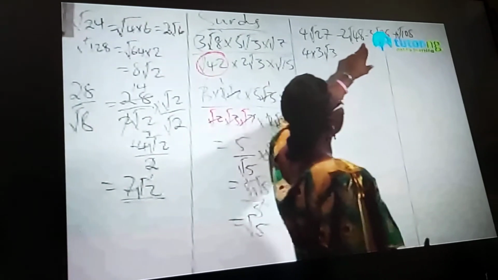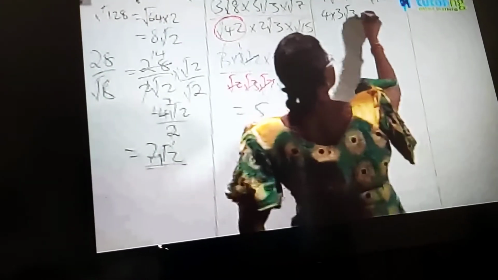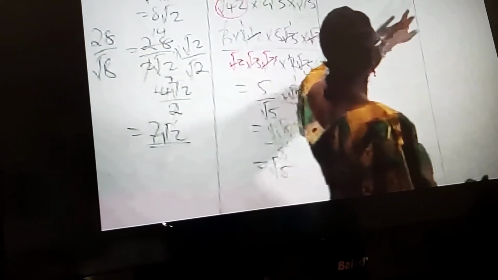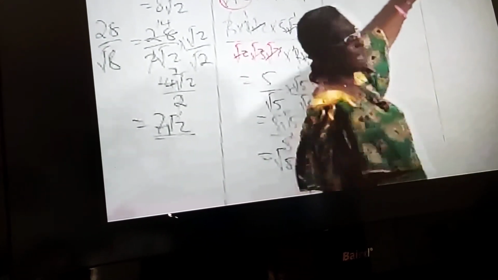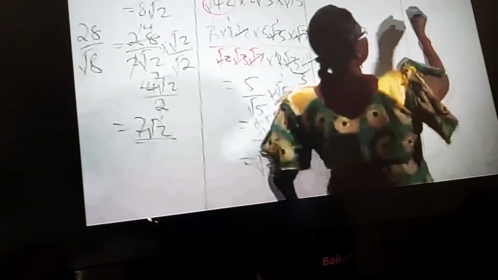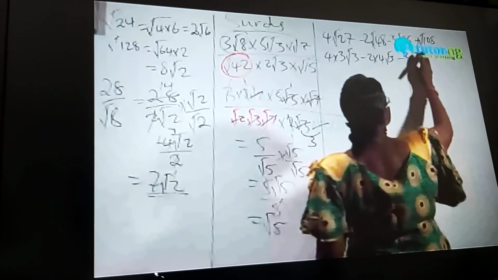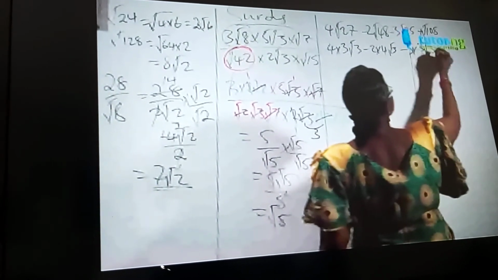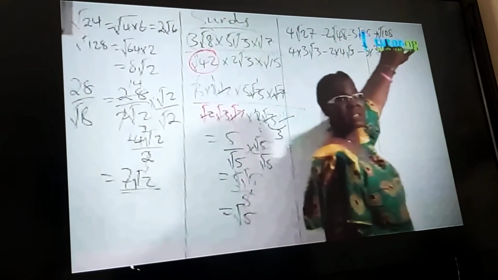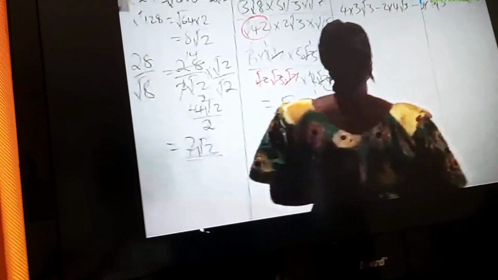And 48 is 16 times 3, and the square root of 16 is 4. So minus 2 times 4 root 3. Minus, this is 25 times 3, and the square root of 25 is 5. So minus 3 times 5 root 3. Plus, this is 36 times 3. The square root of 36 is 6. So this will be what? 6 root 3.